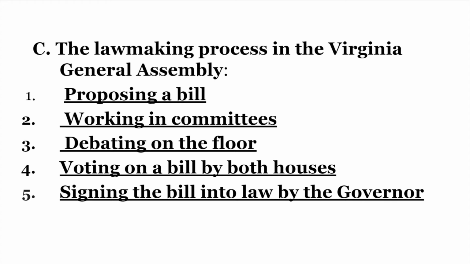So, how does a bill become a law? It's very similar to the federal level. We propose the bill, they work on it in committees, they debate about it, they vote on it, and it's then signed. So it's very, very similar to the federal level. One of the big things that is different, or probably the only thing that really is different, is that you'll recognize that it's signed by the governor versus signed by the president.